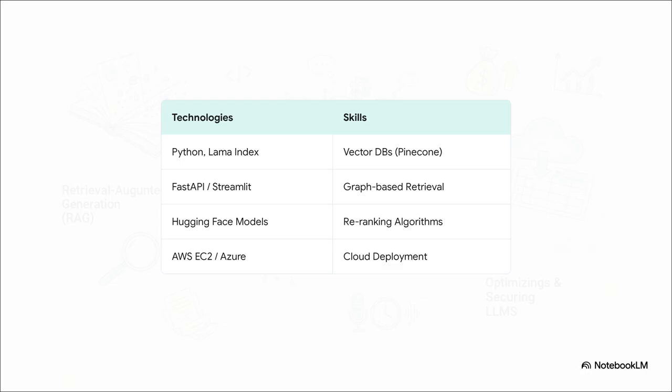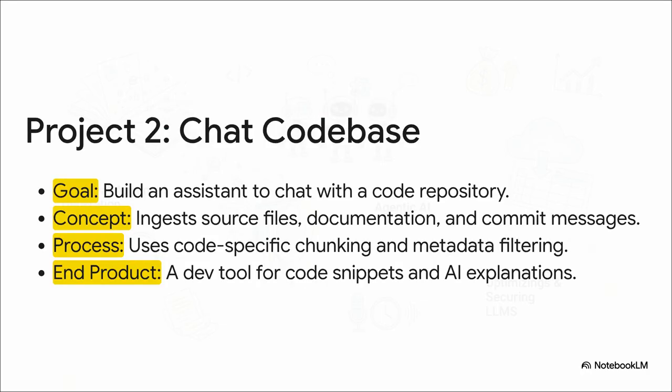not just a notebook. Next up, a project that every single developer will immediately understand and want, a chatbot for your codebase. This thing eats everything, source files, docs, even the commit history. The magic here is using code-specific chunking and clever metadata filtering. This lets it give you super relevant code snippets and explanations. It's a massive productivity tool for any engineering team.